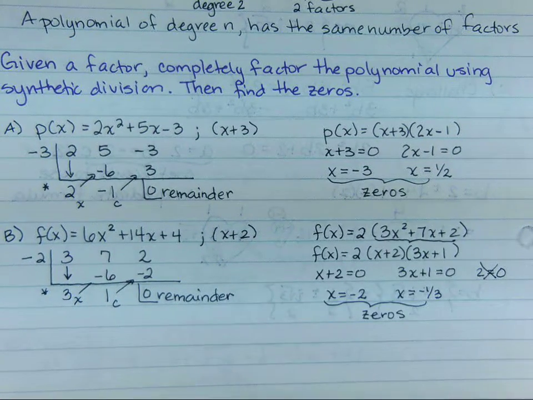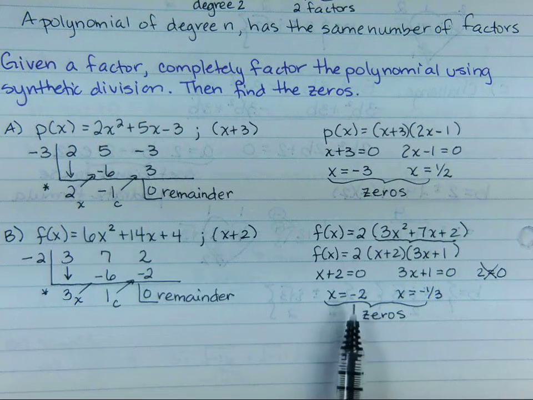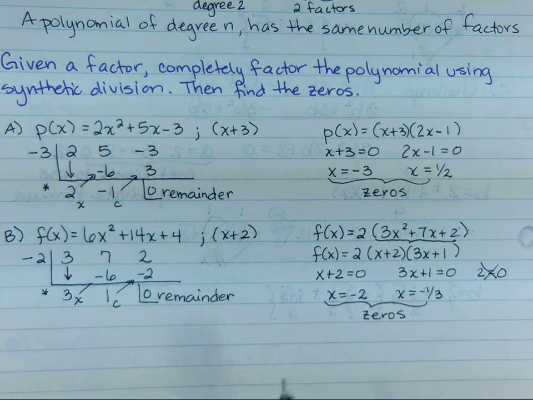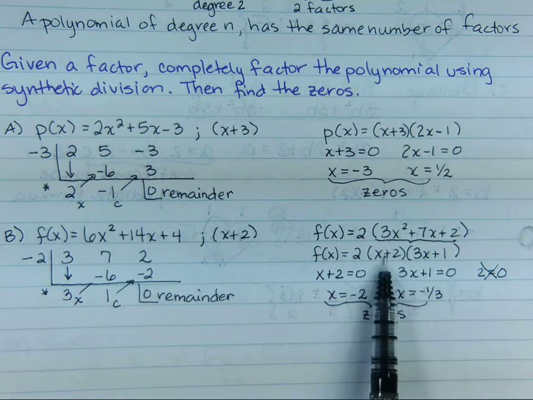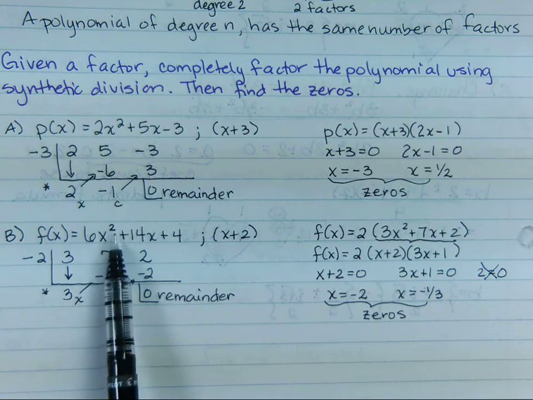So again, start seeing what we're doing here. We have 2 zeros. Right? We have 2 binomial or linear factors. We have a second degree polynomial.